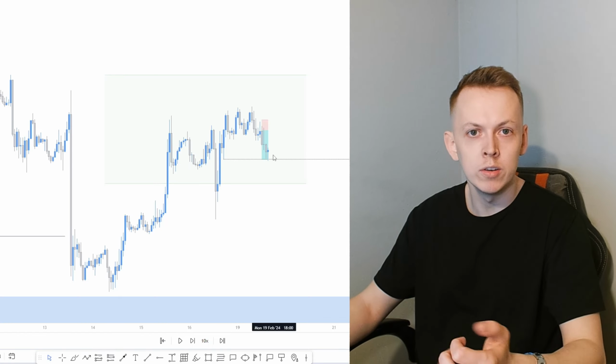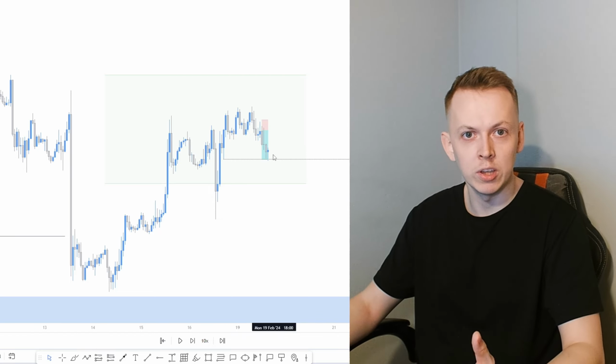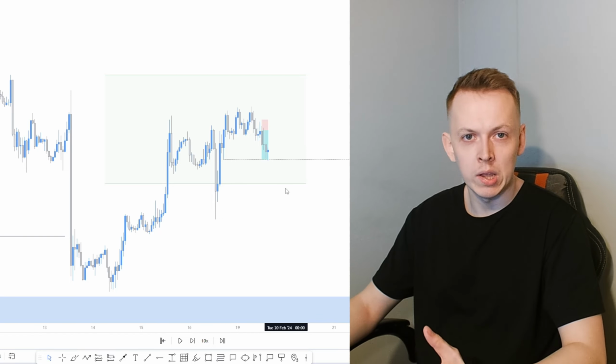If price then reverses, that's absolutely fine. I can just start looking for longs, or until we get to another area of potential supply, and then of course I can just look for sells again. So that pretty much sums up how we can get involved in this trade.